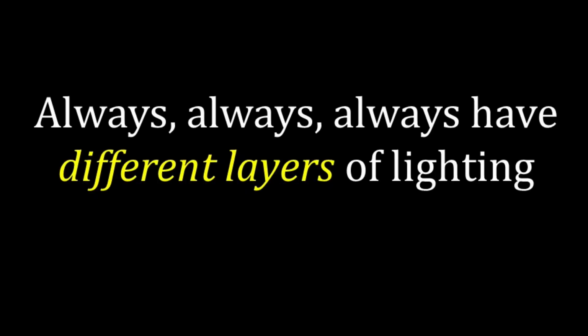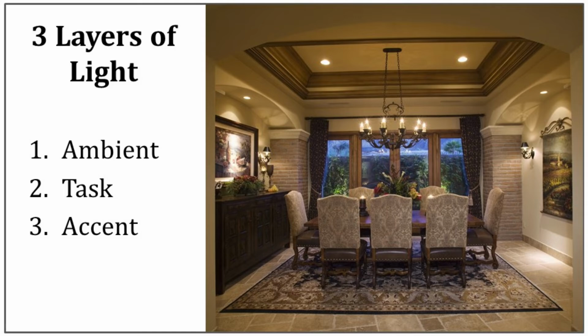The first rule of lighting is to always, always, always have different layers of lighting. Here is what I mean by layers. Every room should have 3 layers of lighting if at all possible: ambient lighting, task lighting, and accent lighting. First, you should definitely have one or more fixtures that provide ambient lighting or all-over general lighting for your room.